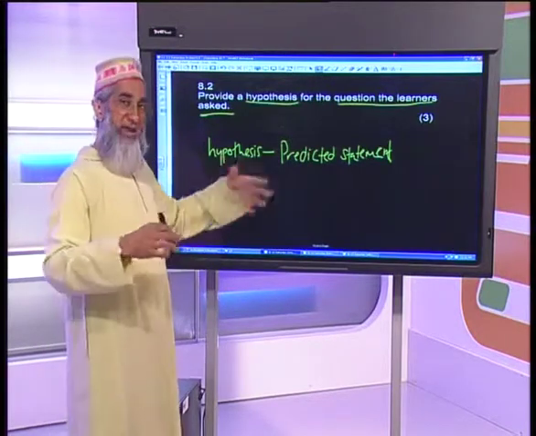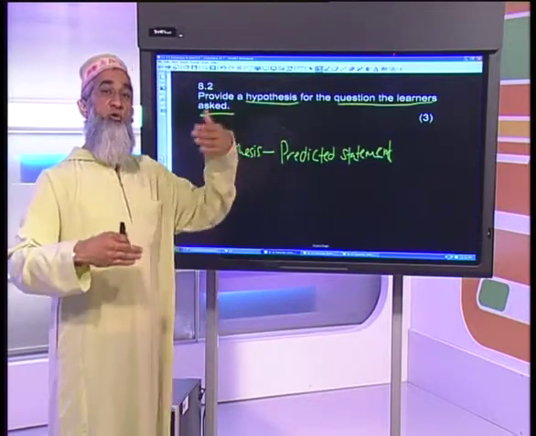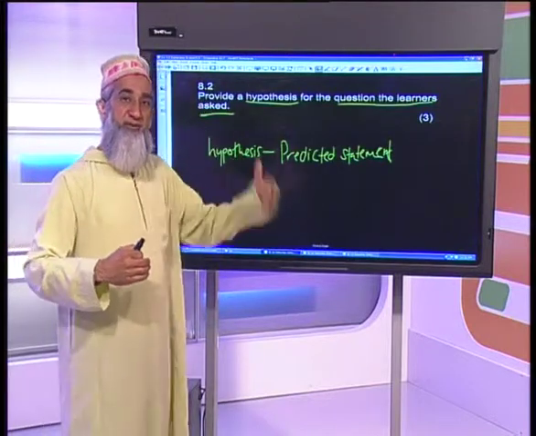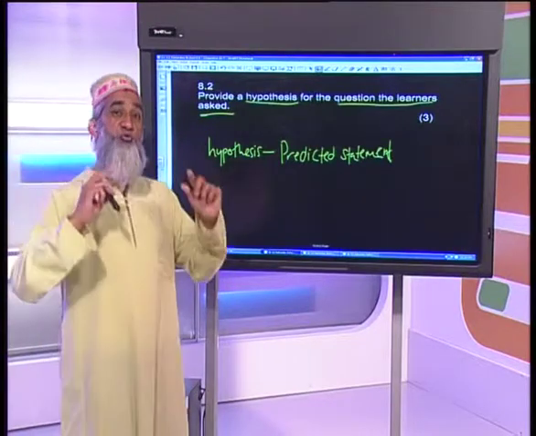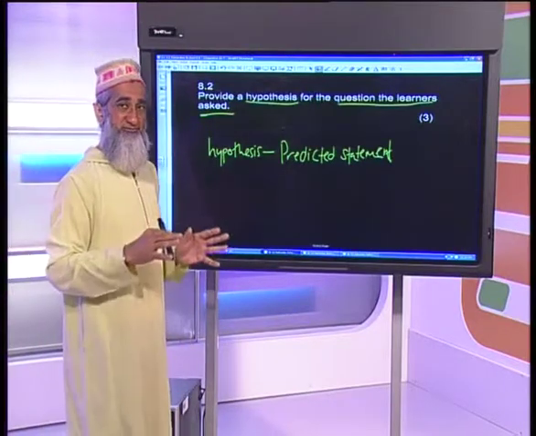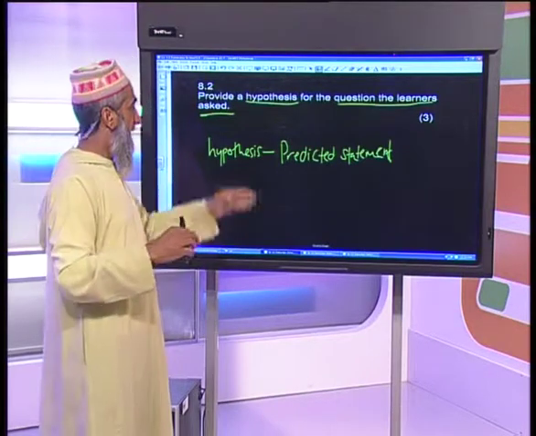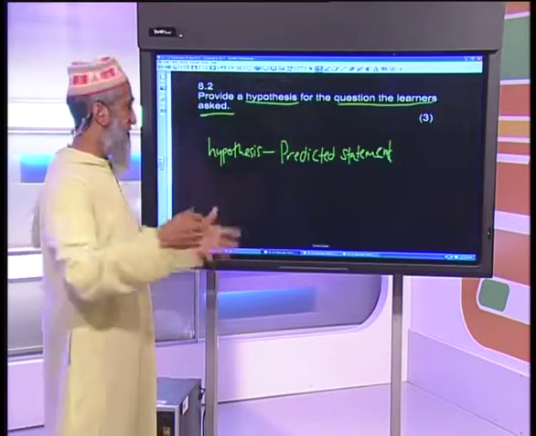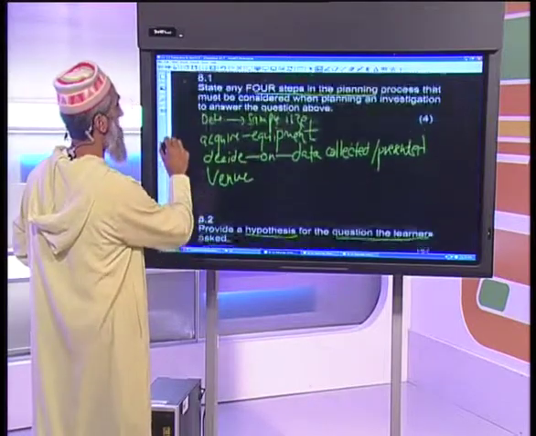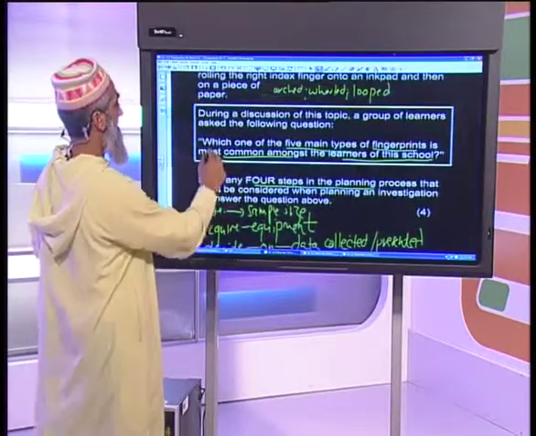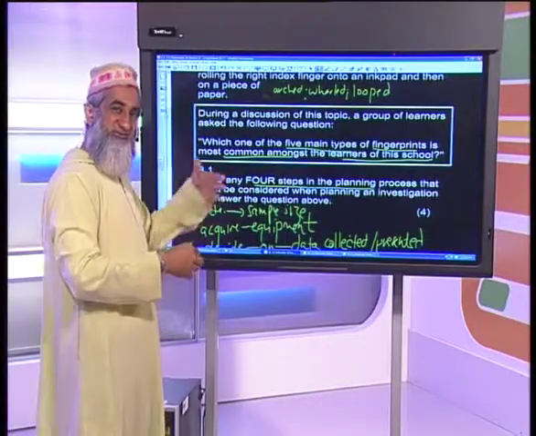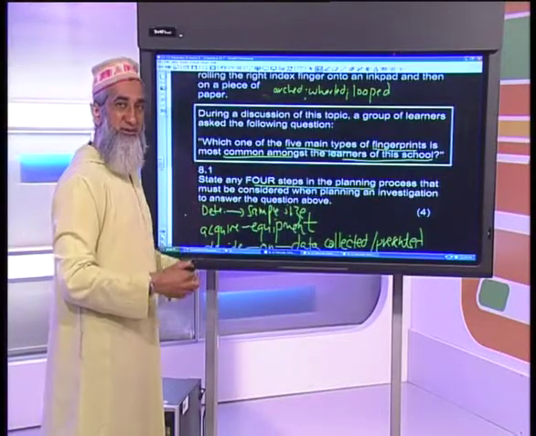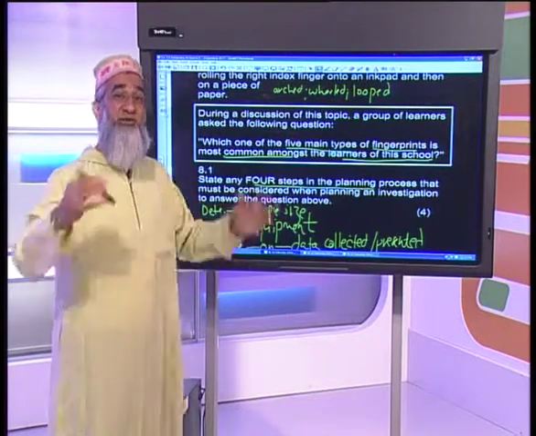For example, aim: we want to determine which particular fingerprint type is the most prevalent in this class or in the school. That's an aim. That's why we're doing this experiment. So it's not a hypothesis. Okay? And it's not a question. So let's go to the question and show you what is a question again. Which one of the 5 main types of fingerprints is most common among the learners at this school? That's a question. So you can't repeat that question here because this is the question that these learners wanted to answer. Now, a hypothesis is usually done before the experiment is done.